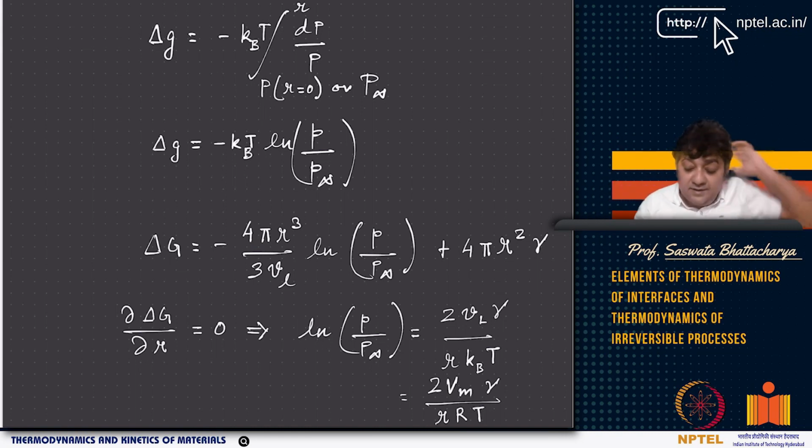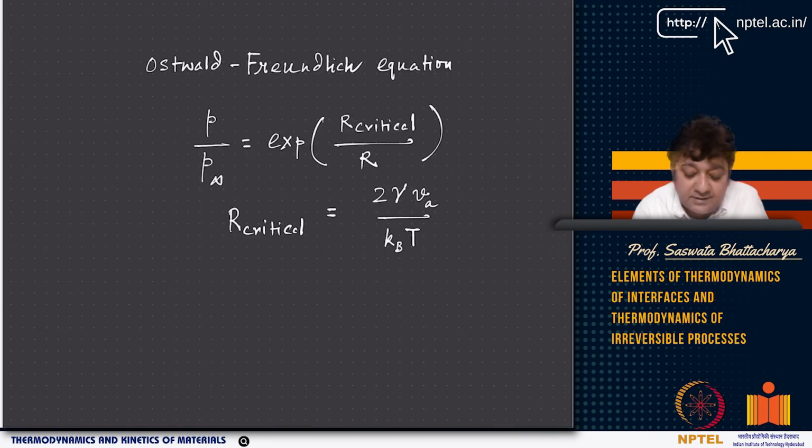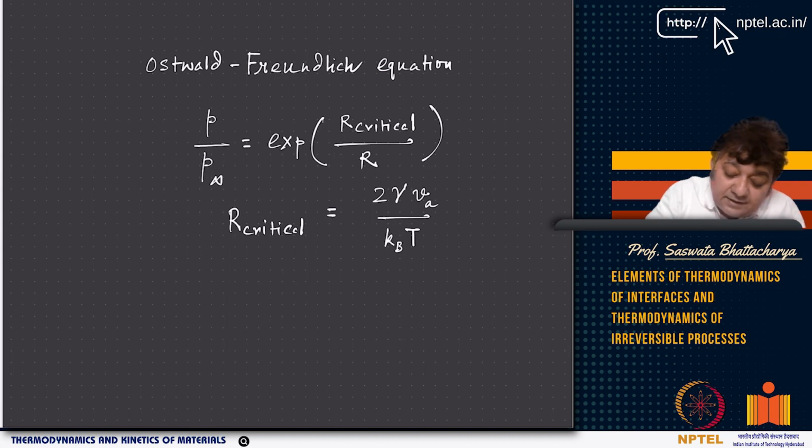So if you look at that, you have delta G is 4/3 pi r cube by VL ln P by P infinity plus 4 pi r square gamma. Now if you want to find out R, the easiest way is to solve for it. How do I solve? I demand that the derivative of delta G with respect to R equals 0. So that gives me the critical radius of the droplet. Then what we basically encounter is the Ostwald-Freundlich equation, where you get this R critical, which is 2 gamma V by E.